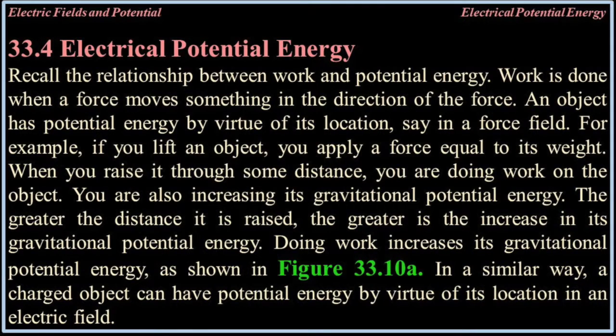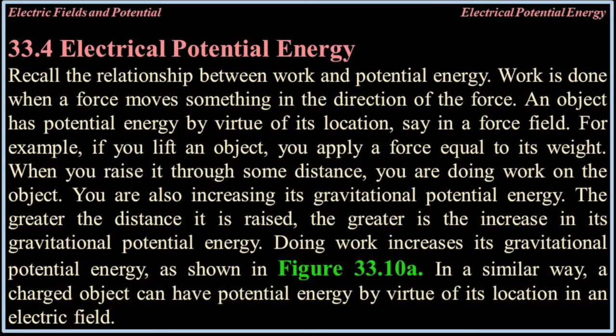33.4. Electrical potential energy. Recall the relationship between work and potential energy. Work is done when a force moves something in the direction of the force. An object has potential energy by virtue of its location, say in a force field. For example, if you lift an object, you apply a force equal to its weight. When you raise it through some distance, you are doing work on the object. You are also increasing its gravitational potential energy. The greater the distance it is raised, the greater is the increase in its gravitational potential energy.